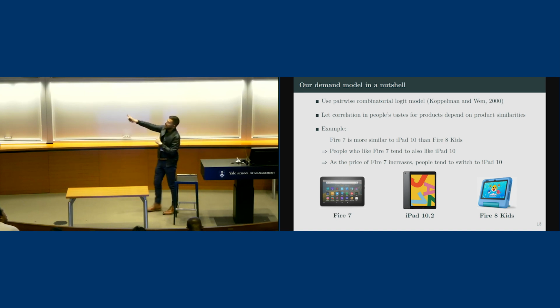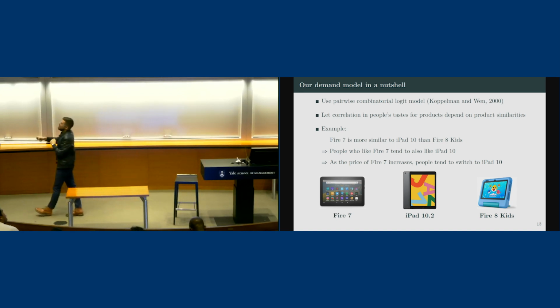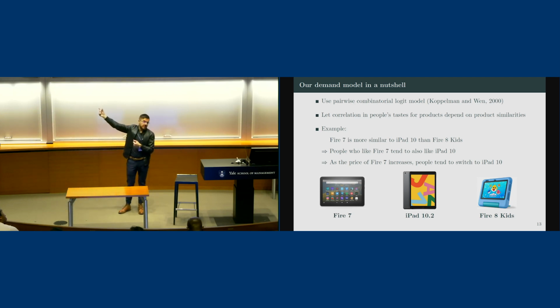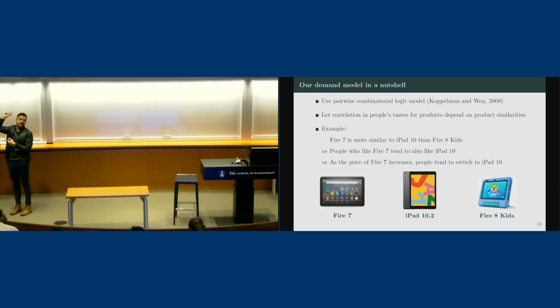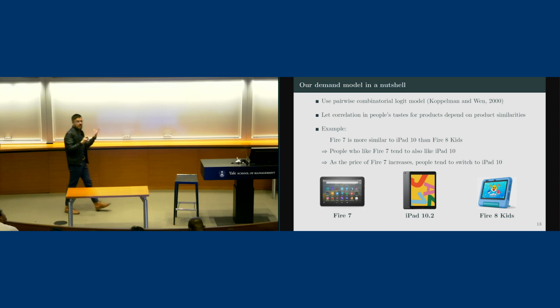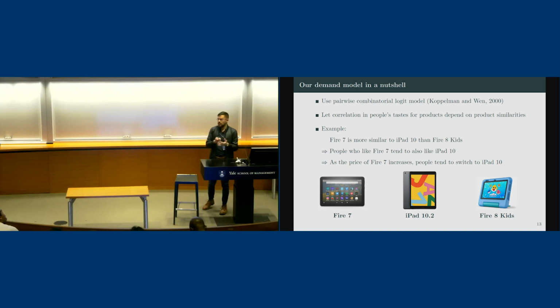So people who have a preference for Fire 7, who tend to like Fire 7, because these products look similar and also maybe their descriptions are quite similar, the model is going to say the people who like Fire 7 are also going to tend to like iPad 10 and maybe don't like Fire 8 Kids as much. And therefore, when the price of, let's say, Fire 7 goes up, people are going to tend to switch to iPad 10 more often than Fire 8 Kids, because that's just a different product that tends to cater to different kinds of consumers. So this delivers the kind of substitution patterns, switching patterns that are intuitive and that we would want to represent. So let me show you some results.